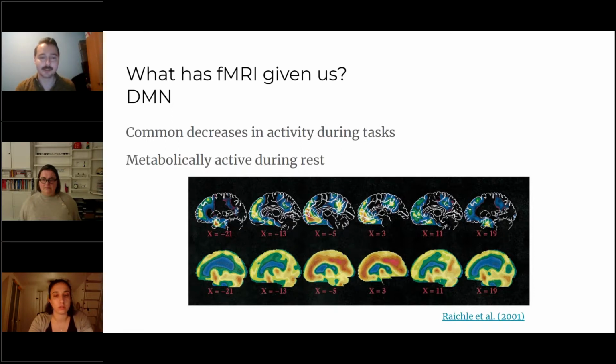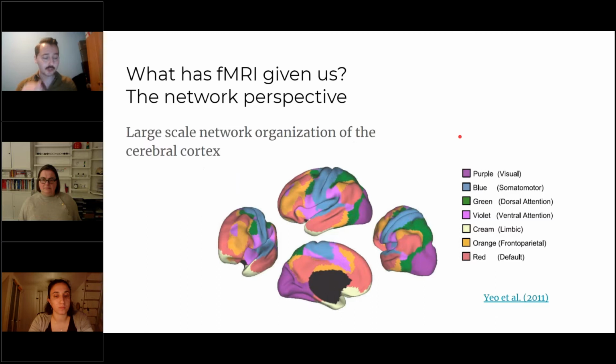Obviously, this research has been very closely tied to neuroimaging. And this is from PET, but of course, it has been investigated in fMRI as well. And more generally, I think a crucial new perspective that fMRI has given us is the idea that really what we should be looking at is not just individual brain regions, but rather networks of brain regions.